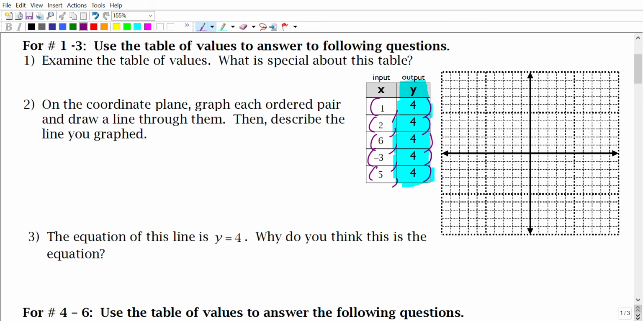It says, on the coordinate plane, graph each ordered pair and draw a line through them. Then describe the line that you graph. So why don't we go ahead and do that now? Let's graph 1 comma 4, negative 2 comma 4, 6 comma 4, negative 3 comma 4, and 5 comma 4. So let's go ahead and graph a line through that.